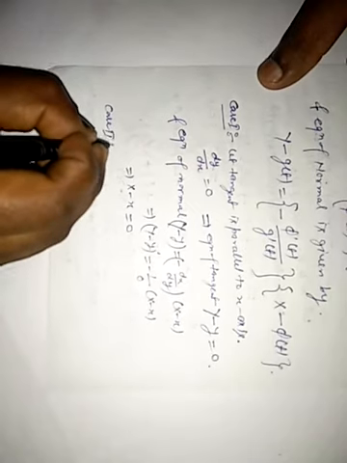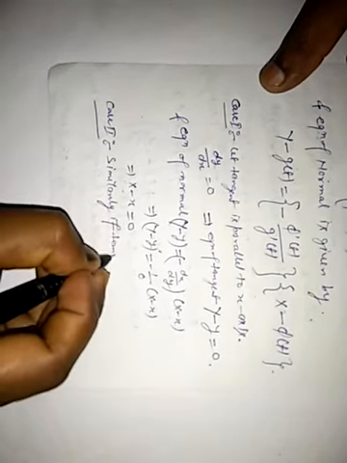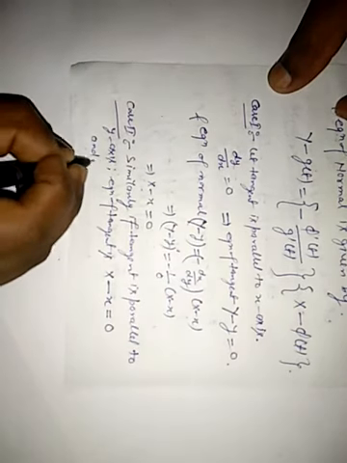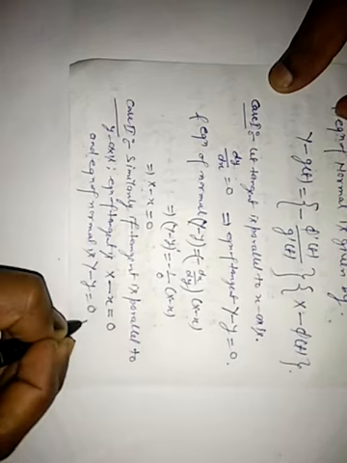Second, similarly, if the tangent is parallel to the y-axis, the equation of tangent is x minus x1 is equal to 0, and the equation of normal is y minus y1 is equal to 0.